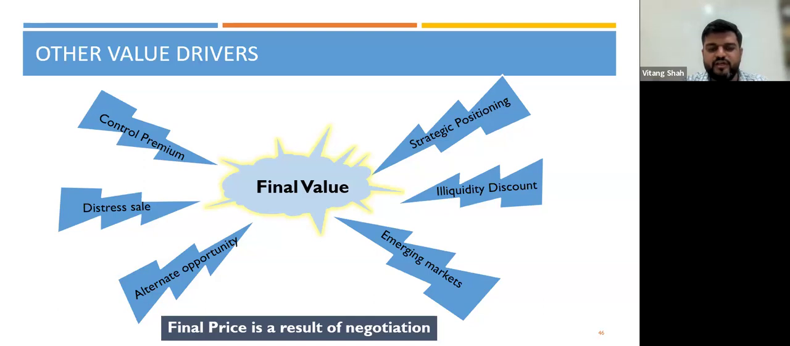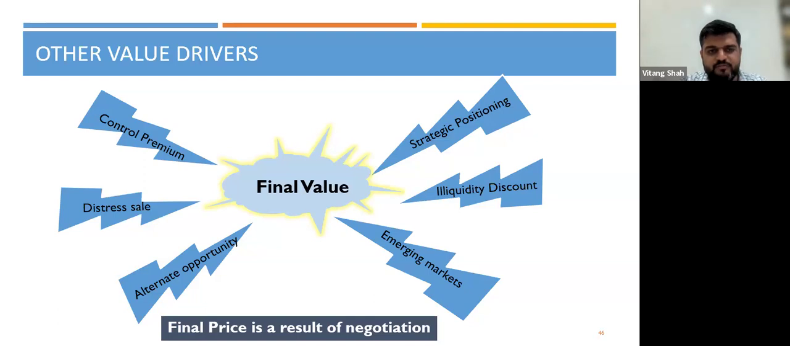What could be the alternate opportunity for using the assets which the company is currently using also leads to the value conclusion which one may have to consider. If there is a distressed sale, there is a pressure on the seller that he has to liquidate his investments very soon, he may have to consider some kind of a discount because he is not in a position to command and wait till the time he gets a suitable or right buyer.